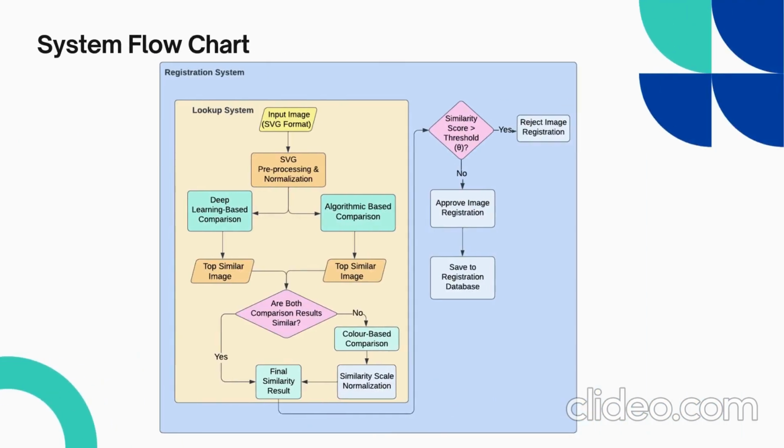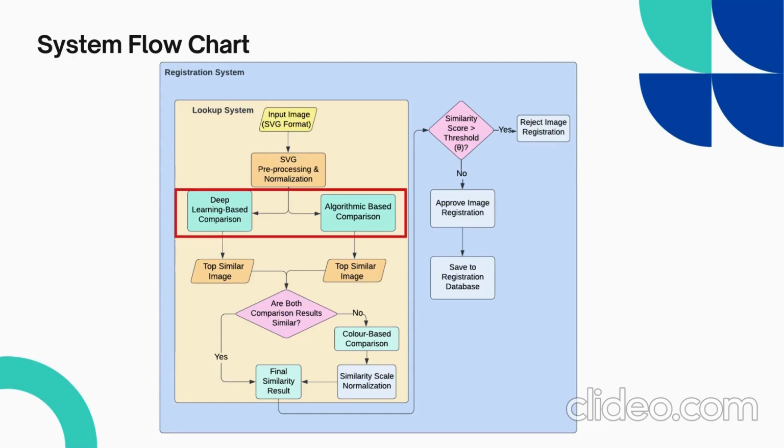An SVG image is submitted, pre-processed, and then analyzed by two parallel pipelines, a deep learning comparison and an algorithmic comparison. Each pipeline finds its top match. If they agree, we get a final similarity score. If not, a color-based comparison acts as a tiebreaker. This final score determines if the image is a duplicate or can be approved for registration.